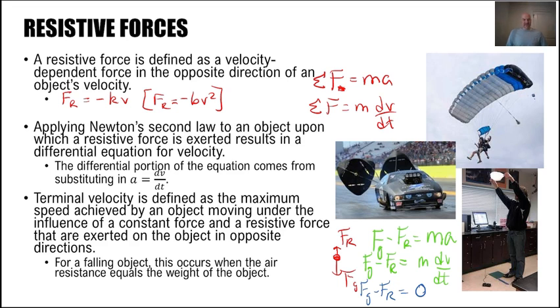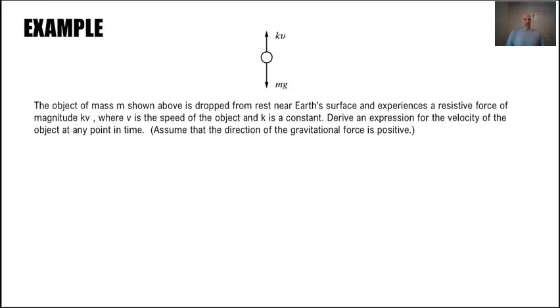So let's look at an example problem. This is going to be a little bit involved, so just beware. Here we go. We have an object of mass m dropped from rest near the Earth's surface, experiencing a resistive force of kv, where v is the speed of the object and k is a constant. Derive an expression for the velocity of the object at any point in time. Assume that the direction of the gravitational force is positive. So they already give us the free body diagram.